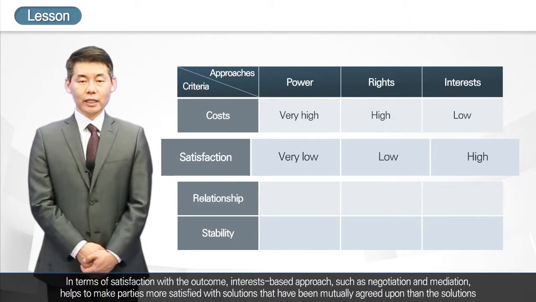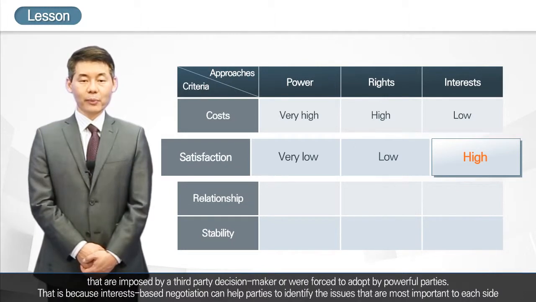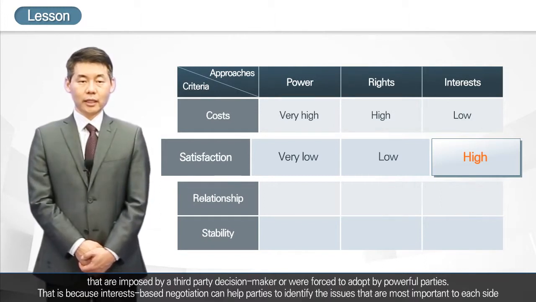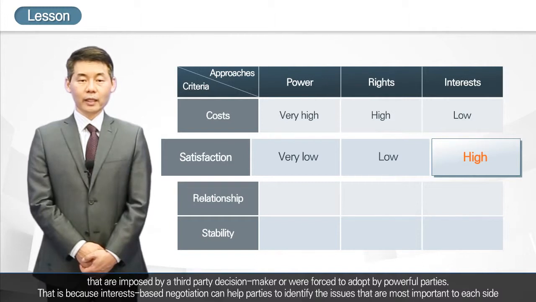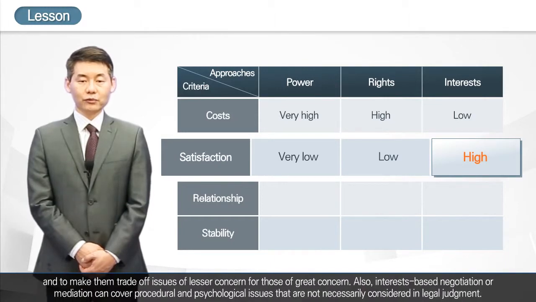In terms of satisfaction with the outcome, the interest-based approach, such as negotiation and mediation, helps to make parties more satisfied with the solutions that have been mutually agreed upon than with solutions that are imposed by a third-party decision-maker or were forced on them by powerful parties. That is because interest-based negotiation can help parties to identify the issues that are most important to each side and to trade off issues of lesser concern for those of great concern. Also, interest-based negotiation or mediation can cover procedural and psychological issues that are not necessarily considered in legal judgment.